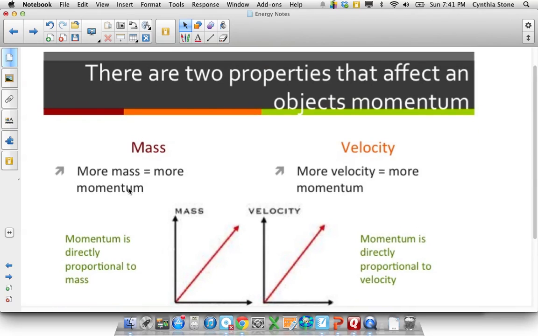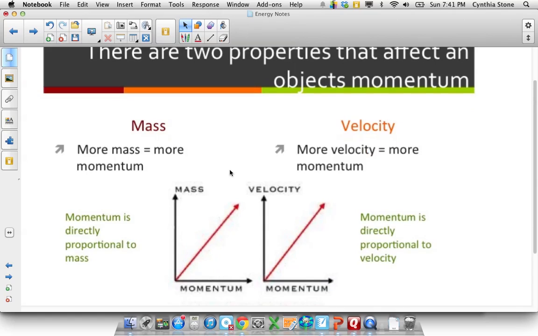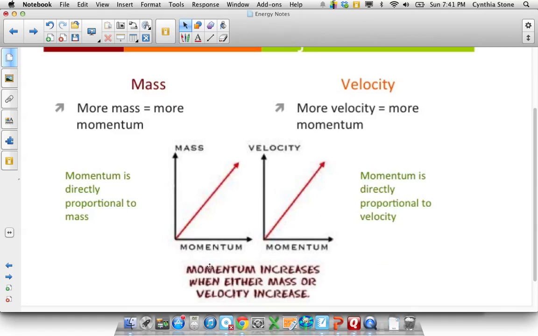So there's 2 properties that affect an object's momentum, right? And that is mass and velocity. So more mass is more momentum and more velocity. And I say a straight line means directly proportional. Okay? So momentum increases when either mass or velocity increase. And this is the idea of, so, Mary and the cave troll at the same velocity. Okay, the cave troll's got more momentum.